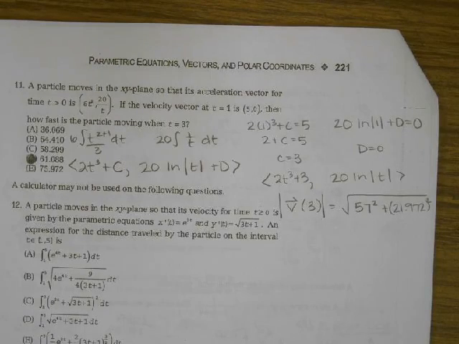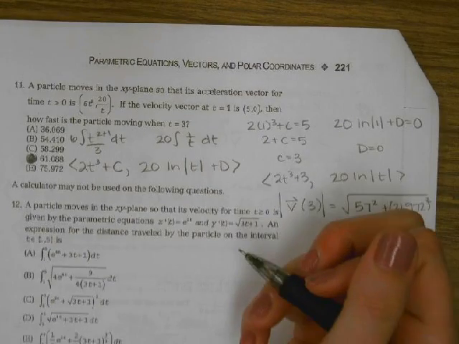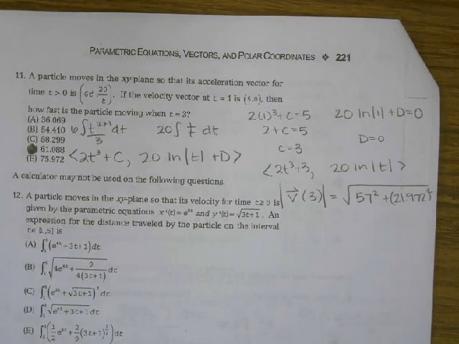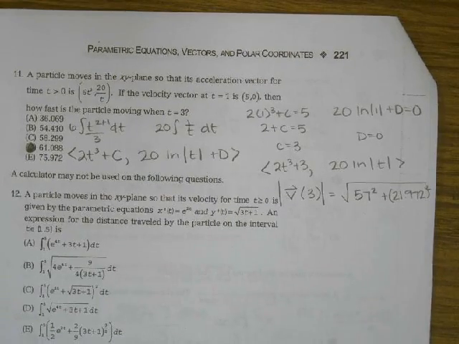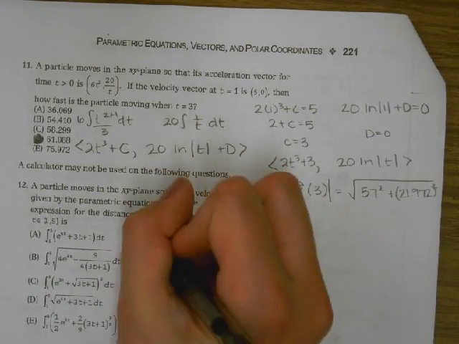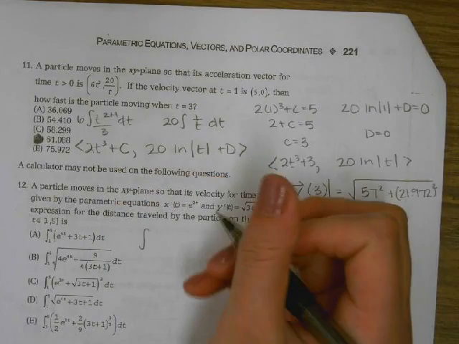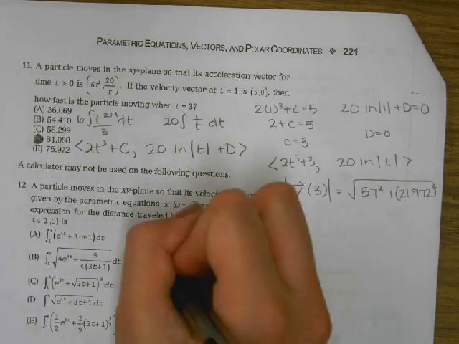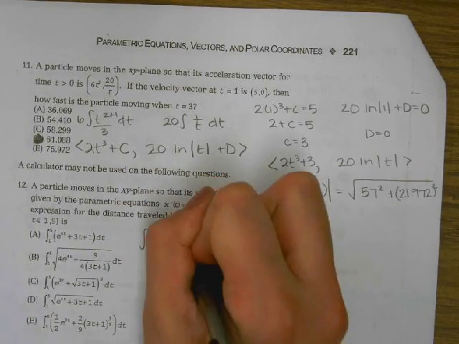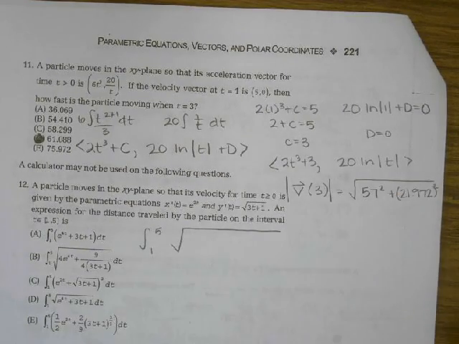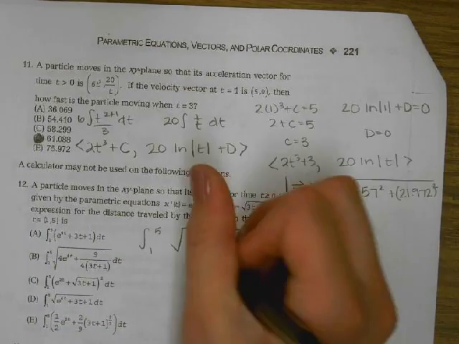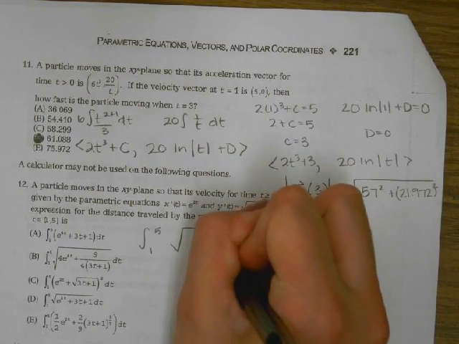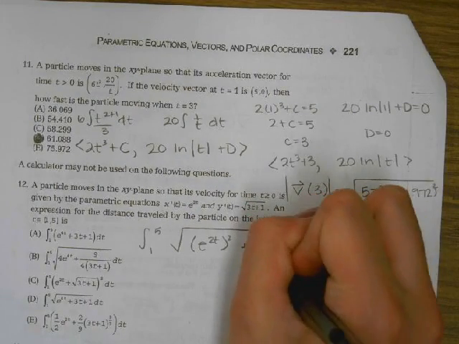All right, number 12. Here we want, again, the distance traveled by the particle. I don't know if you guys have noticed, but as I've been doing these problems, they're all very similar. They're not that hard. If you know the formulas, they're okay. It says on the interval from 1 to 5, so we know we're doing that. They gave you x prime and y prime. You don't have to find it yourself. I guess that could mess people up.